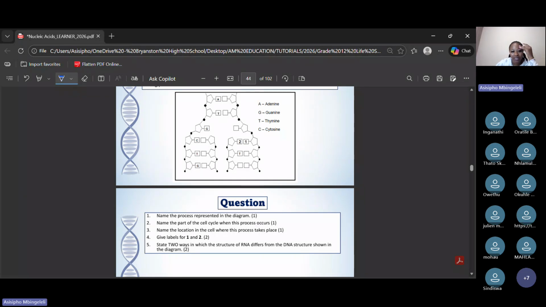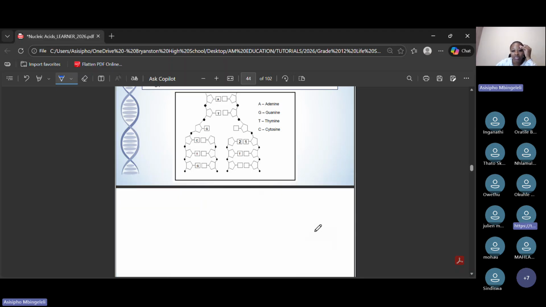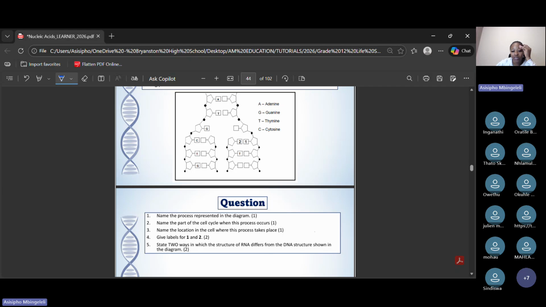Interphase. Name the part of the cell cycle when this process occurs. Interphase, correct. 3, name the location in the cell where this process takes place. Sibabalo? Is it not the nucleus? Nucleus it is. I am very interested in number 4.